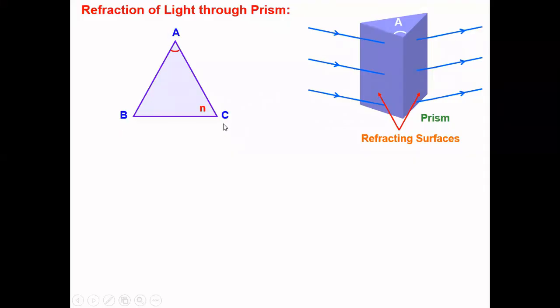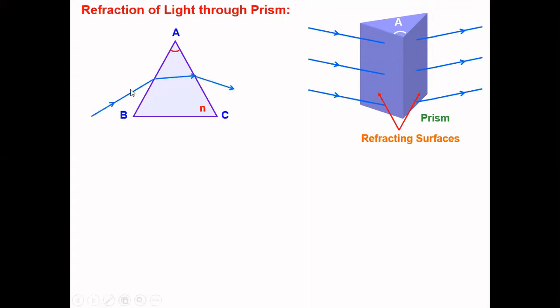In this prism, we have two triangular surfaces, that is front and back, and three rectangular surfaces. Here these two we are considering as refracting surfaces. When a light ray passes through this, it will be refracted and it will emerge out, so that we can observe it.